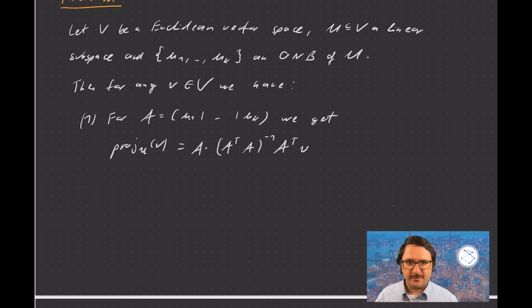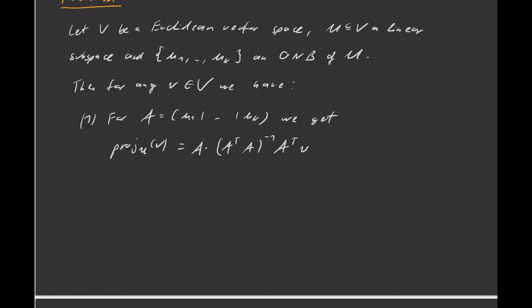That's true for the general case. Now in this special case, where we have an orthonormal basis in the columns of A, what is A transposed A? Well, each entry in A transposed A is a scalar product of a row of A transposed and a column of A. So each entry is a scalar product of ui and uj. Right? So that matrix here.